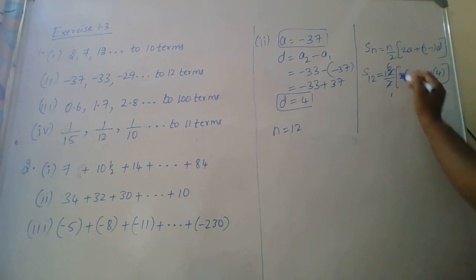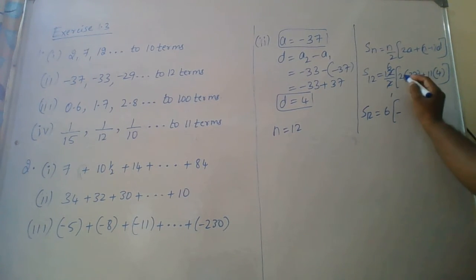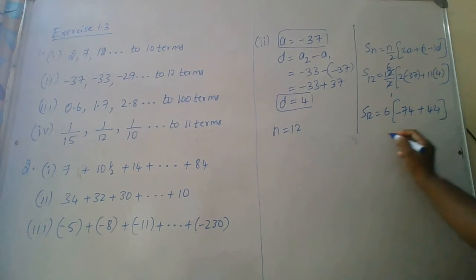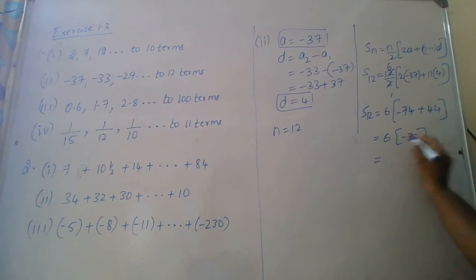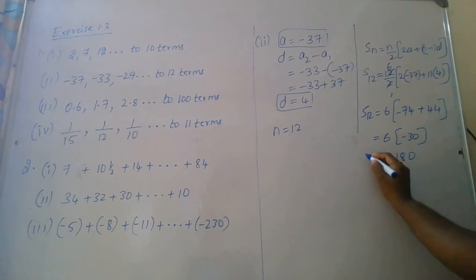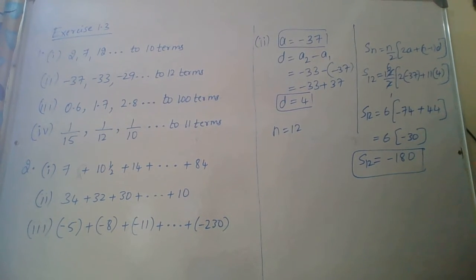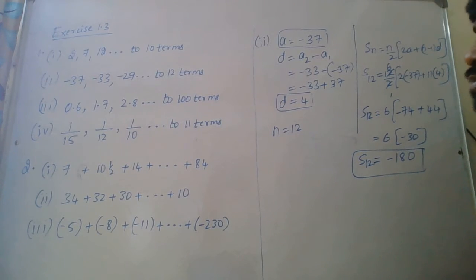2 6s are 12, so 12 by 2 is 6. Therefore, S12 is equal to 6 into minus 74 plus 44. Minus 74 plus 44 gives you minus 30. So 6 into minus 30 is minus 180. So S12, if you add the 12 terms, you'll get it as minus 180. It's very simple, similar to the previous one. So let's get into the next problem.